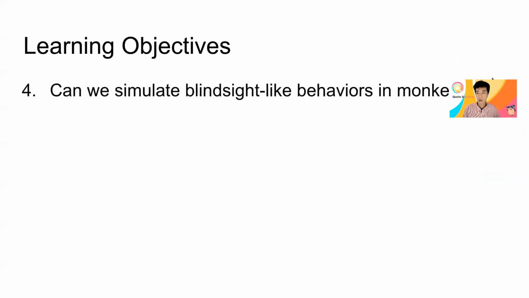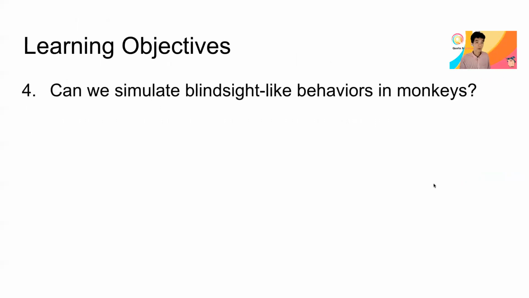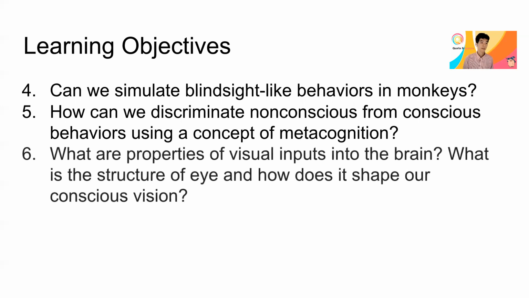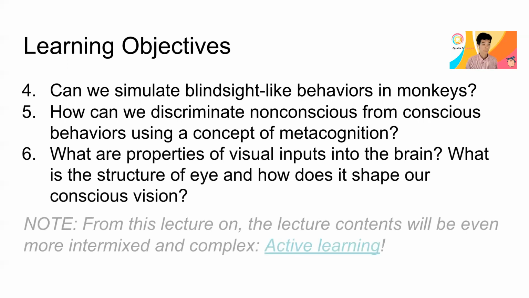And further on, fourth, can we simulate blindsight-like behaviors using monkey models? And then how can we discriminate non-conscious from conscious behaviors using a concept called metacognition? I'll explain that. And then finally, what are the properties of the visual inputs to the brain? What is the structure of the eye and how does it shape our conscious vision?